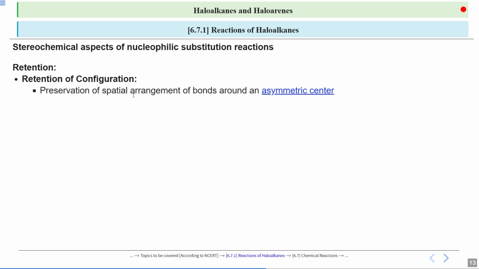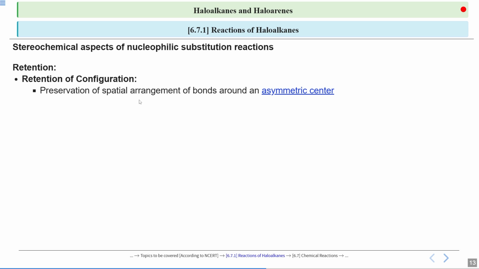Preservation of spatial arrangement of bonds around an asymmetric center. Where we have an asymmetric center, that means the carbon having different substituents around it and it is a stereo center, then how the retention or the preservation of spatial arrangement of the bonds is there around that asymmetric center, that is what we are calling retention of configuration.